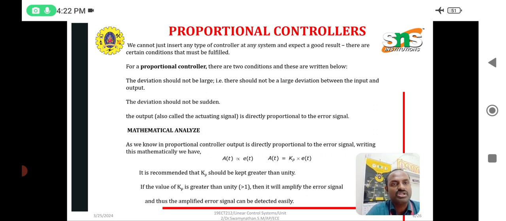Proportional controller means it has two conditions. One is that the deviation should be large, that is, there should be large deviations between the input and output. The deviation should not be sudden, so it is a gradual one. The output is directly proportional to the error signal. So A of t is proportional to E of t. If you equate, A of t is equal to Kp times E of t. Kp is nothing but a constant value. If it is greater than 1, then it will amplify the error signal. Thus the error signal can be detected directly.